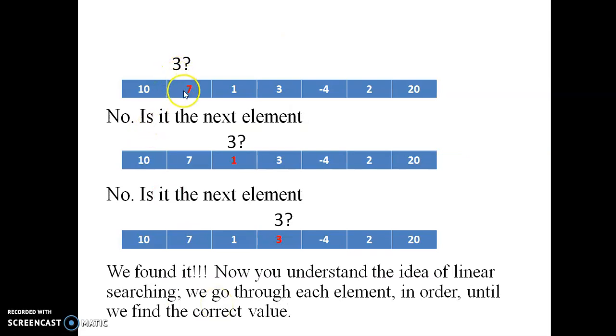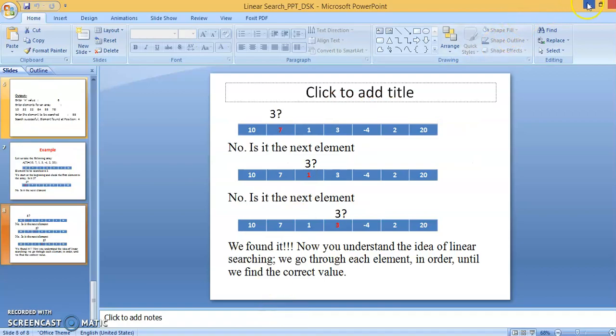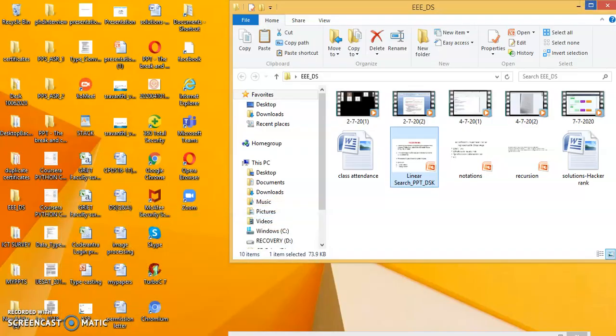Is 3 equal to 7? No, so we move to the next element, comparing 3 with our third element. Is 3 equal to 1? No. Then move to the next element. Is 3 equal to 3? Yes. We found it. Now I hope you have understood the idea of this linear search. We go through each element in order until we find the correct value. Now let me demonstrate the linear search program.